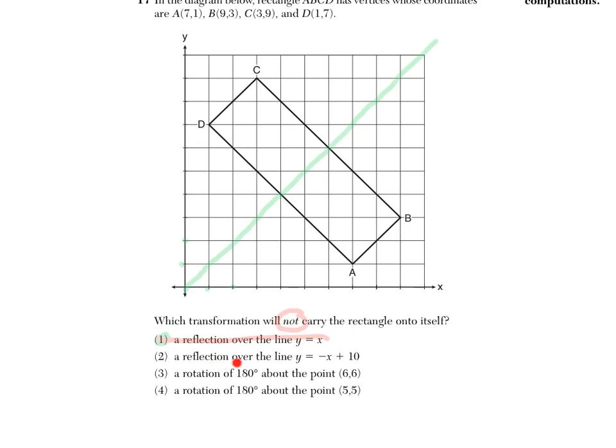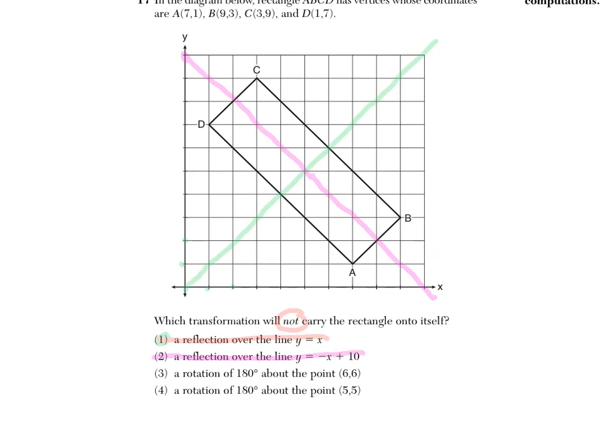Option number 2, it says a reflection over the line y equals negative x plus 10. I can see that 10 is the y-intercept, and it's got a slope of negative 1. So what exactly is that going to look like? Here, of course, is the y-intercept, and if it's a slope of negative 1, the line is going to look a little something like this. And if it's reflecting over this line, again, it will carry itself onto itself. So we're going to rule out option number 2. Let's take a look at 3 and 4.